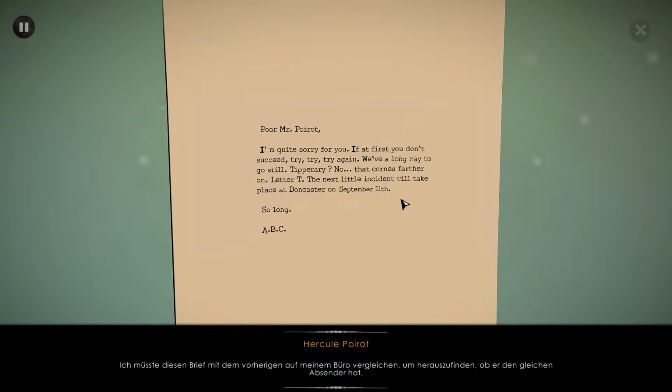I should compare this letter with the one on my desk which I received earlier to see if it does indeed come from the same person.